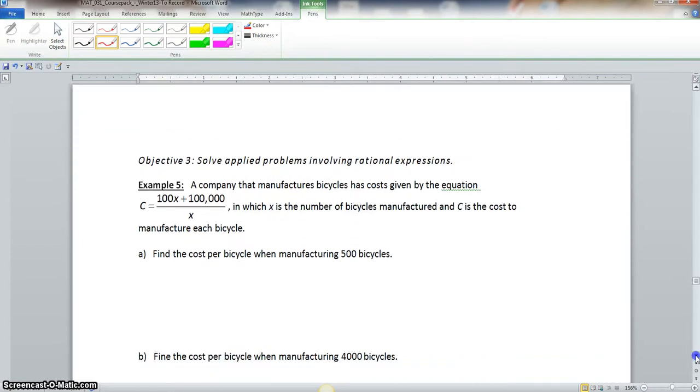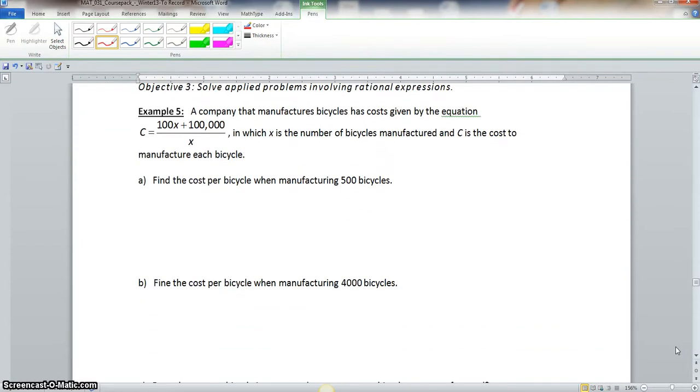Okay, now, objective 3. Solve applied problems involving rational expressions. A company that manufactures bicycles has costs given by the equation C equals 100x plus 100,000 over x, in which x is the number of bicycles manufactured and C is the cost to manufacture each bicycle. Okay, find the cost per bicycle when manufacturing 500 bicycles.